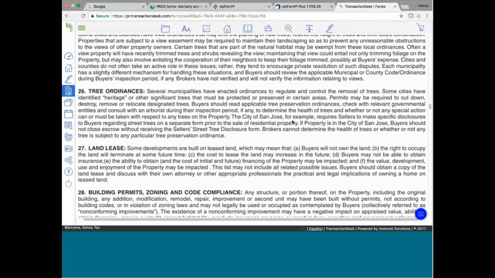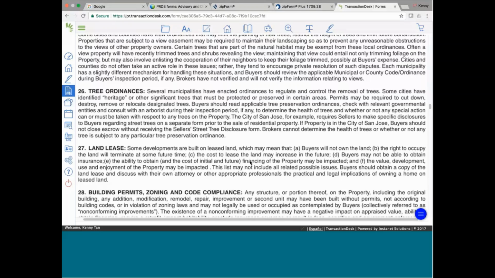City of San Jose, for example, requires sellers to make specific disclosures to buyers regarding street trees on a separate form prior to the sale of residential property. We already know this. If you ever sold a property in San Jose, there's a separate disclosure for street trees. If the property is in the city of San Jose, buyers should not close escrow without receiving the seller's street tree disclosure form. It's just a disclosure form, a one-page disclosure form. Okay?